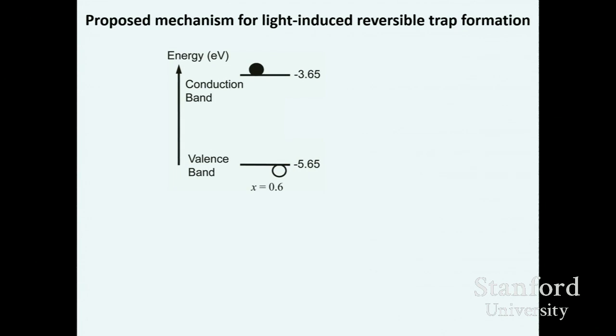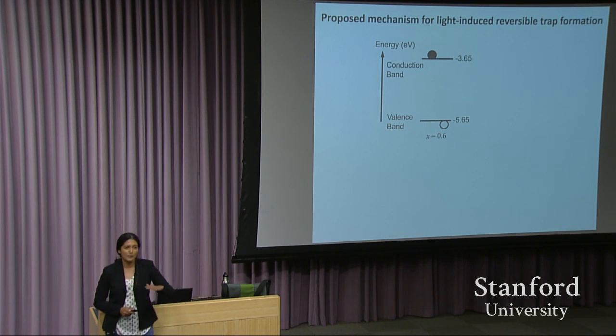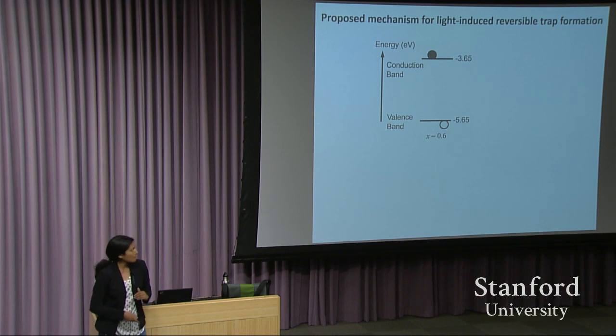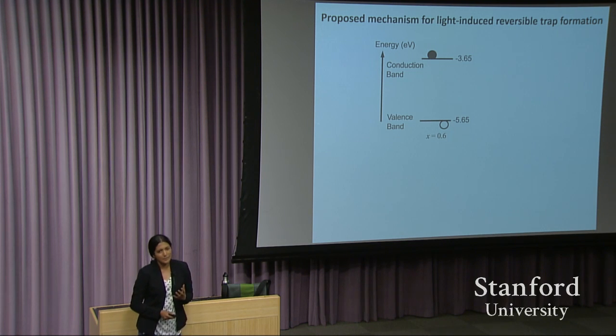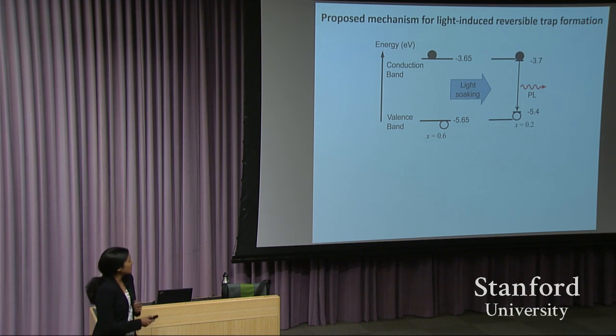So compiling all the data I showed you and some data that I didn't show you, we came up with a proposal of what might be happening in this material. So this is my valence band of my lead halide perovskite. If you look at the top of the valence band, you essentially see halide p orbitals. So if I generate holes in this material, that hole is at a halide. I know that when I irradiate this material, my PL energy moves to lower energy. So I know I am accessing some kind of trap state, which has lower energy than my initial state.